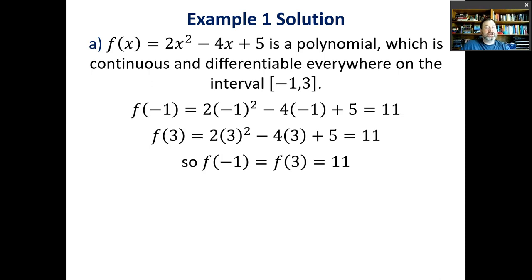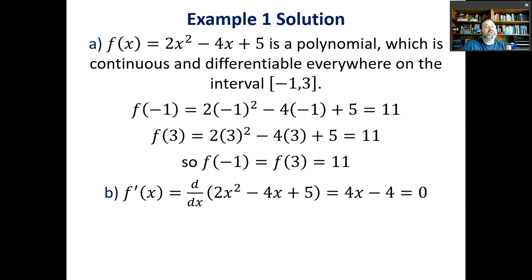Now that the endpoints are equal, that means somewhere on the interval, the derivative is equal to 0. And we just need to take the derivative and set it equal to 0. So we have 4x minus 4 equals 0, so clearly x equals 1. That is the point that satisfies Rolle's theorem.